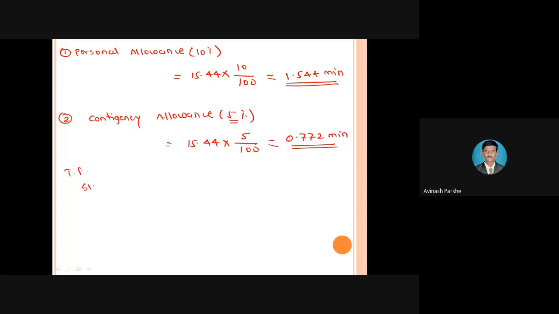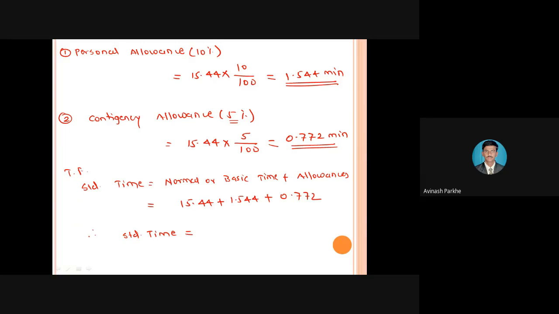Therefore, standard time is equal to normal or basic time plus allowances. Okay, so normal time 15.44 plus allowances. How many allowances are there? Two allowances are there. Therefore, I have to take personal allowance 1.544 plus contingency allowance 0.772. Tell me the answer of standard time. Total standard time is 17.756 minute. So this is the standard time to complete that particular task.